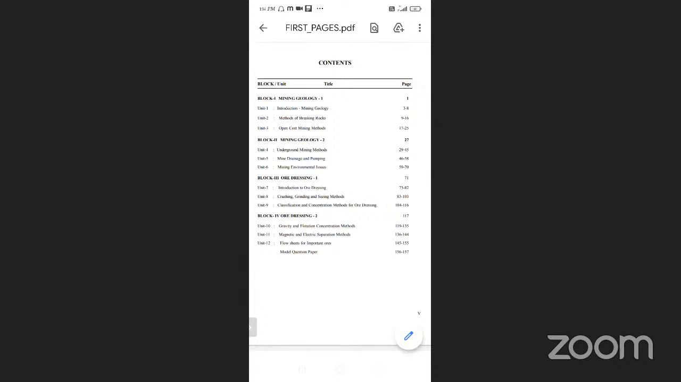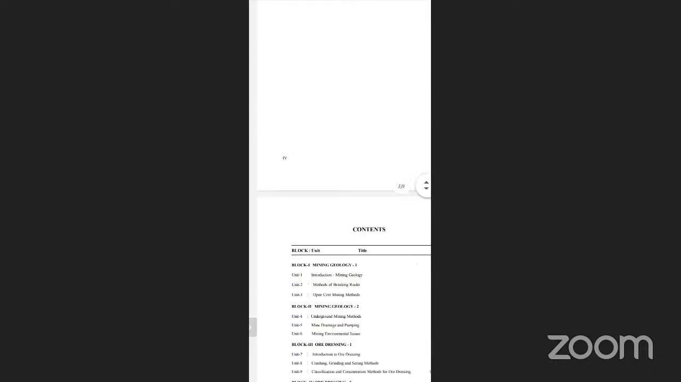In block 4, ore dressing 2, we are going to cover the gravity and flotation concentration methods, magnetic and electrical separation methods, and flow sheets for important ores and model question papers. So this is your question paper. The first thing we'll see today is the basic fundamentals, then important terminology about mining geology.